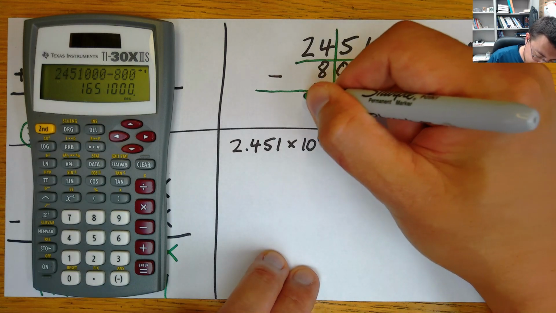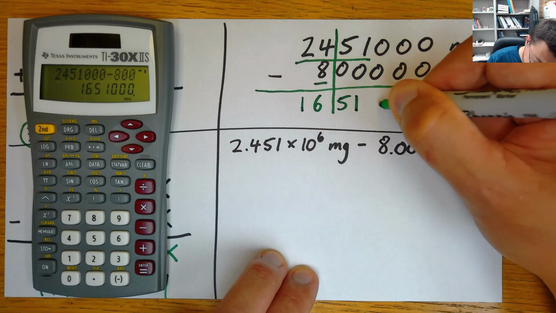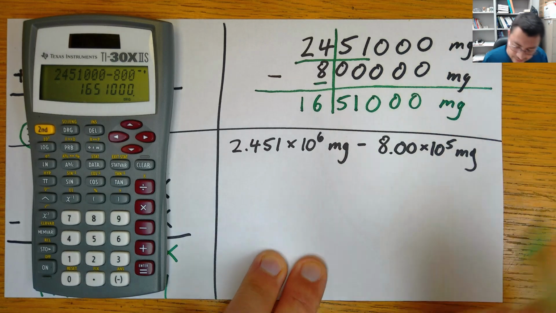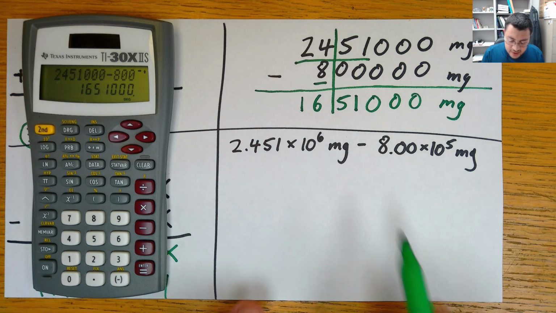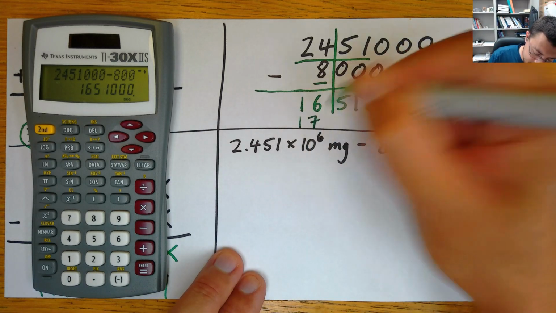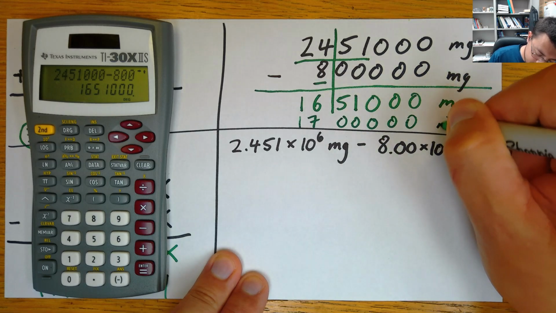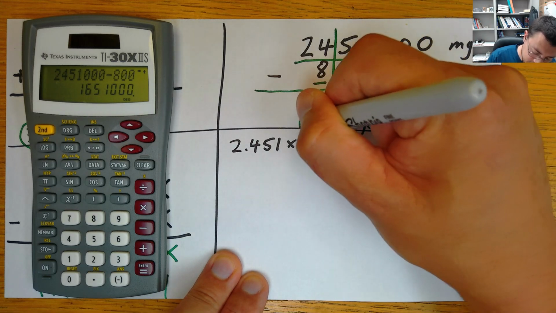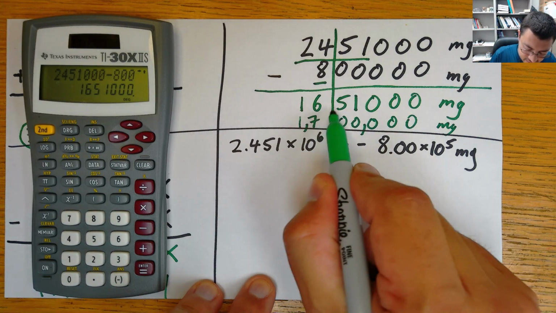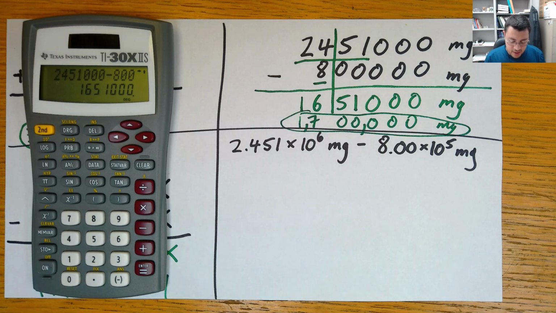And we get 1, 6, 5, 1, 0, 0, 0 milligrams. Okay. So this is going to round up to a 17, 0, 0, 0, 0, 0 milligrams. Now I can worry about commas if I want that. So 1.7 million, in other words, would be our answer. All right.